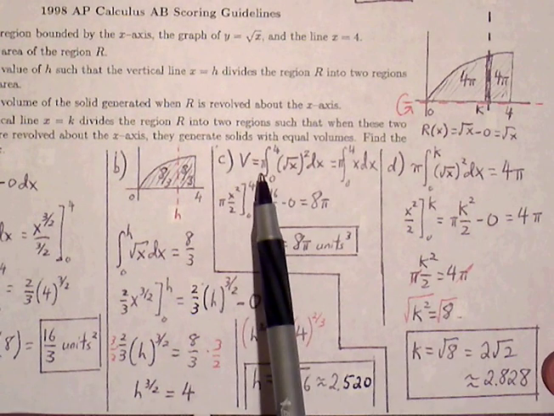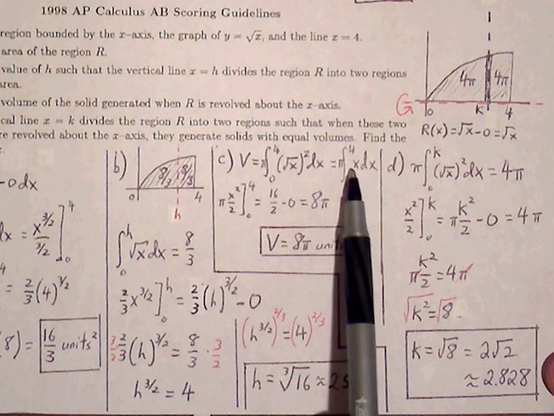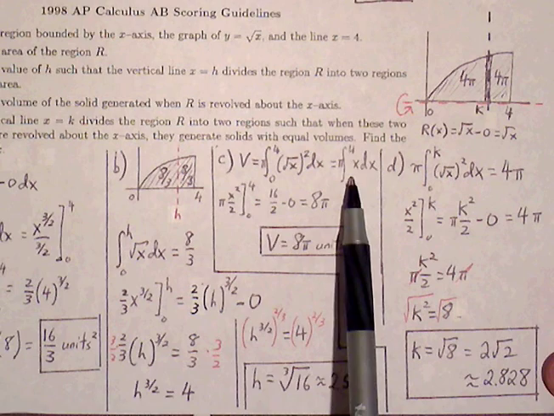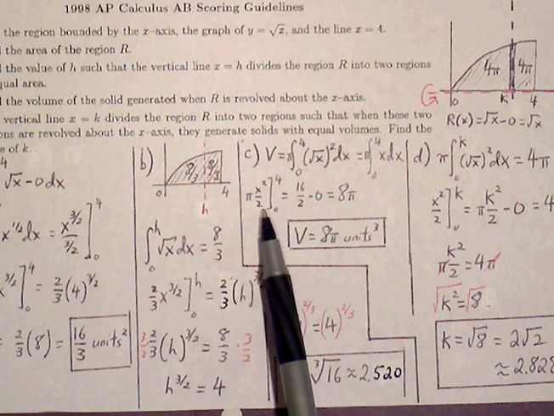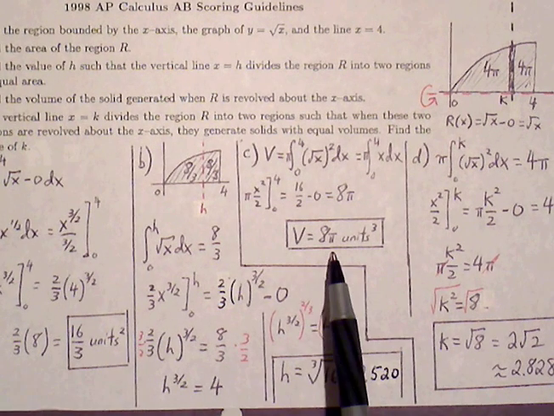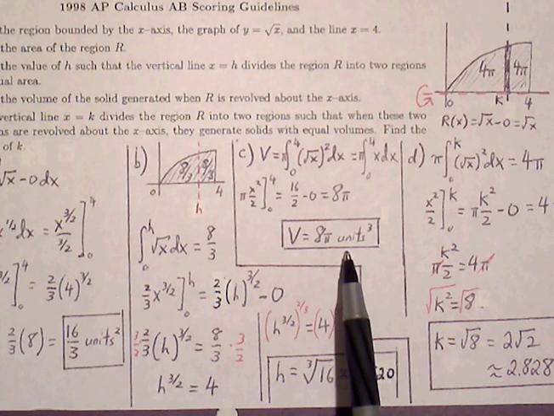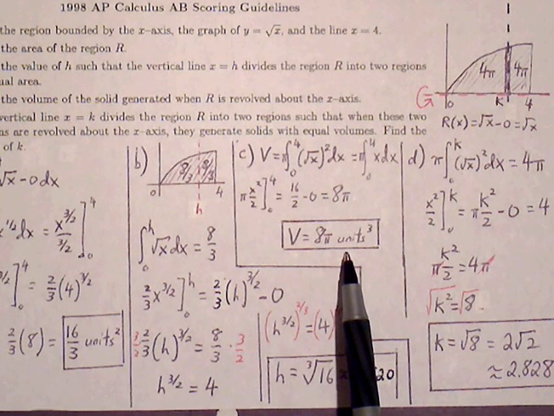So pi big R squared, which leaves us with pi times the integral of x. This gives us x squared over 2. Plug in between our upper and lower bound, we get 16 over 2 minus 0, which is 8 pi. So our volume is simply 8 pi cubic units. So we're going to use part C when we move on to the next portion.